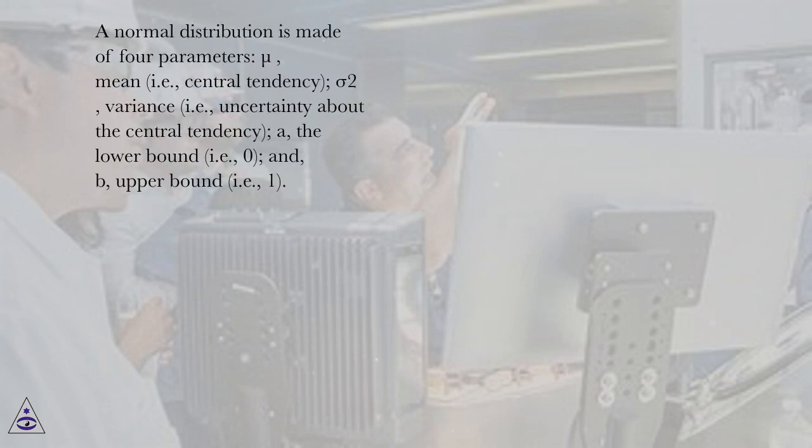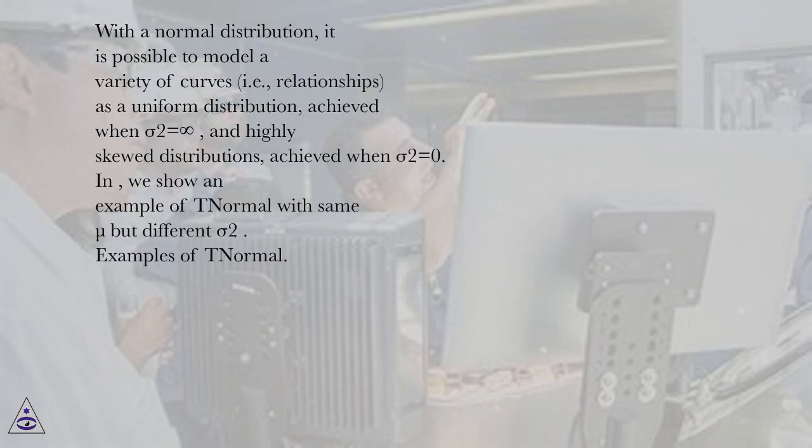A normal distribution is made of four parameters: mu, mean, i.e., central tendency; sigma 2, variance, i.e., uncertainty about the central tendency; a, the lower bound, i.e., 0; and b, upper bound, i.e., 1. With a normal distribution, it is possible to model a variety of curves, i.e., relationships, such as a uniform distribution, achieved when sigma 2 is large, and highly skewed distributions, achieved when sigma 2 equals 0. Now, we show an example of t-normal with same mu but different sigma 2.